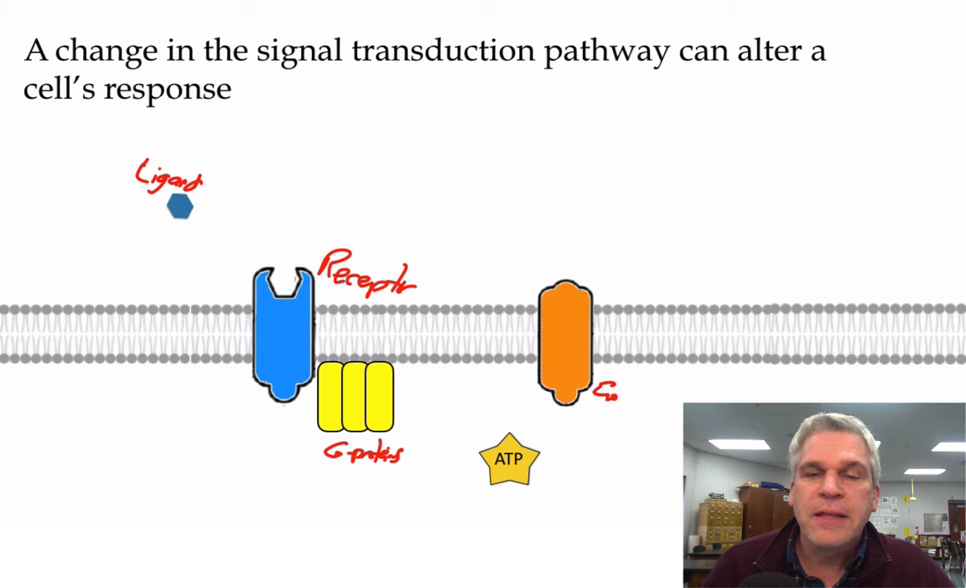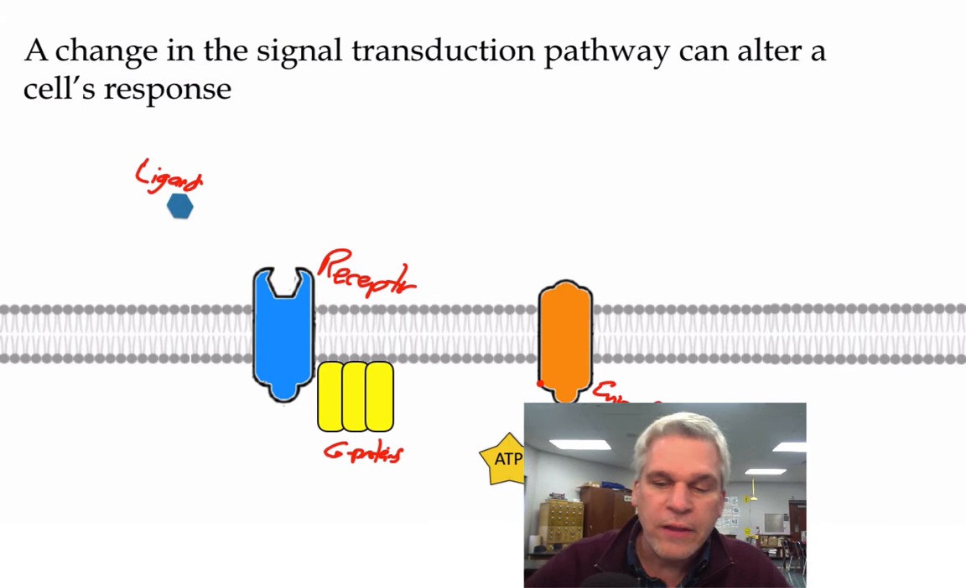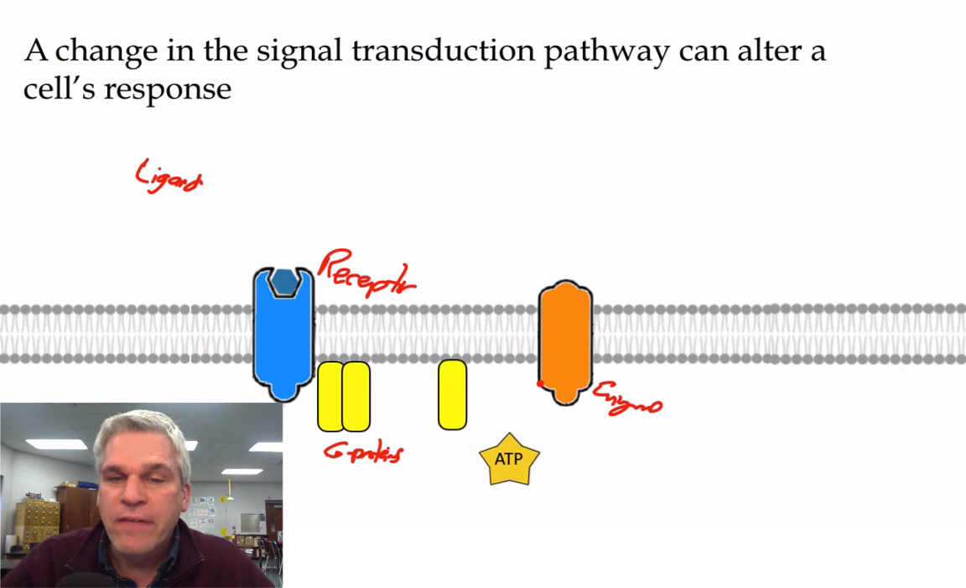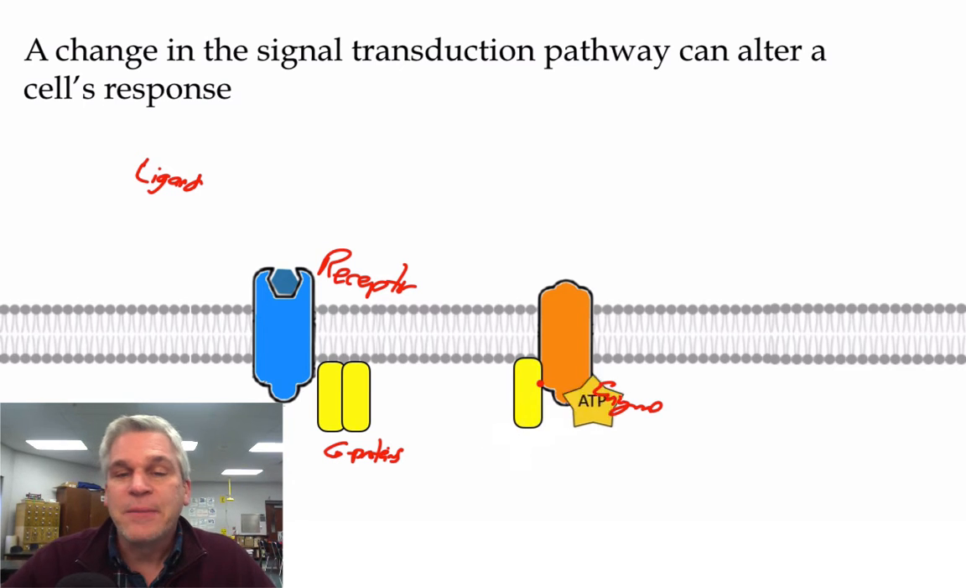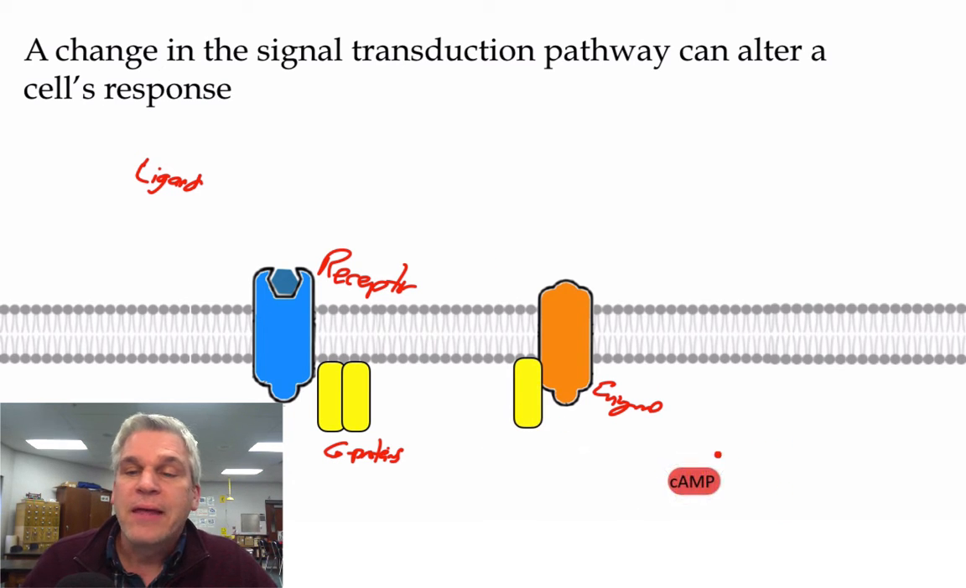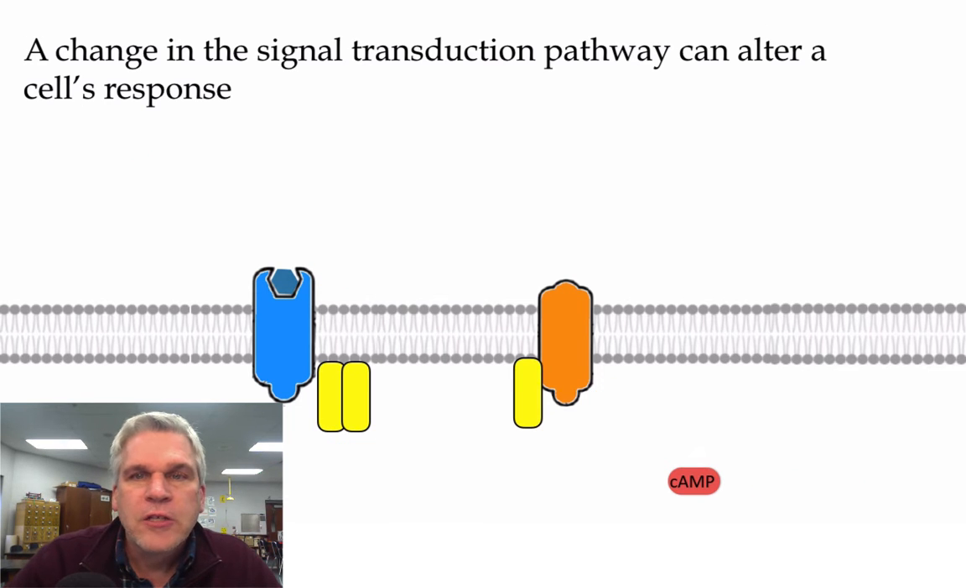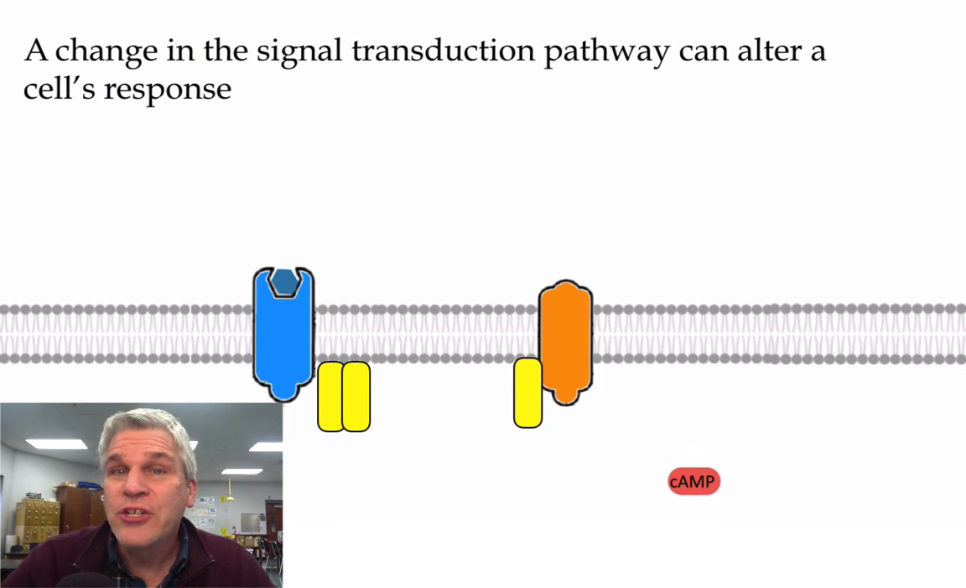And we might have something like an enzyme where the ligand attaches to the receptor. It causes the alpha unit on that protein to then cause a conformational change in the enzyme. And then something like ATP might become cyclic AMP, and this is our secondary messenger. Kind of sloppy there, but you remember. So let's take a look at where some changes could happen.